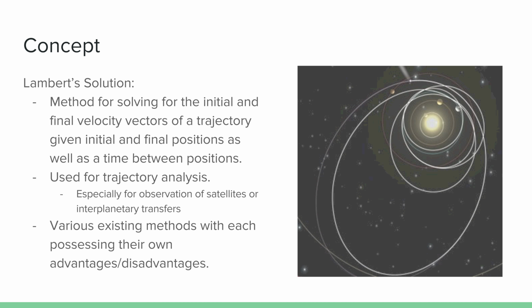So before we get into any of that, the concepts I'm going to be using, first is Lambert solution. We all know what this is. It's basically just a solution to the problem proposed by Lambert for solving for a trajectory based on position and time. These solutions are used for determining the trajectory of various bodies, especially spacecraft and interplanetary transfers. And there's plenty of methods that exist for solving Lambert's problem, each with their own benefits and negatives, but I'm going to be looking at three of them here.